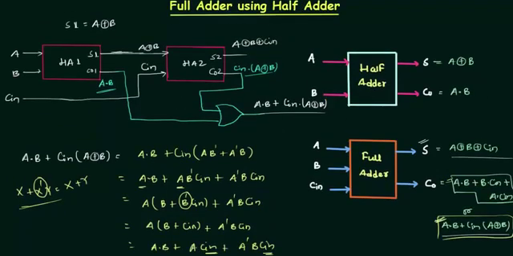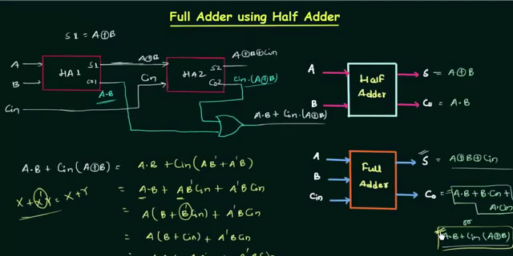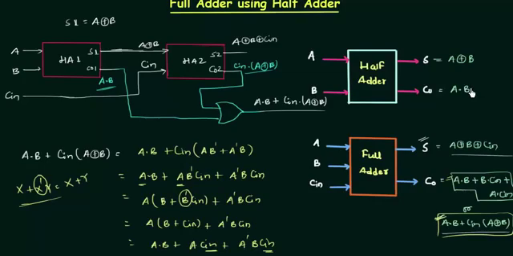If you would have used the other expression, then definitely it would be very difficult to realize the circuit. In order to realize the circuit, you remember this expression and you can easily have your full adder by using the two half adders. So this is all for this presentation. In the next presentation, we will discuss 4-bit parallel adder using full adder. So see you in the next one.